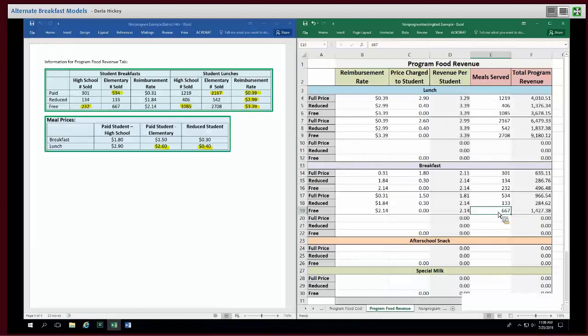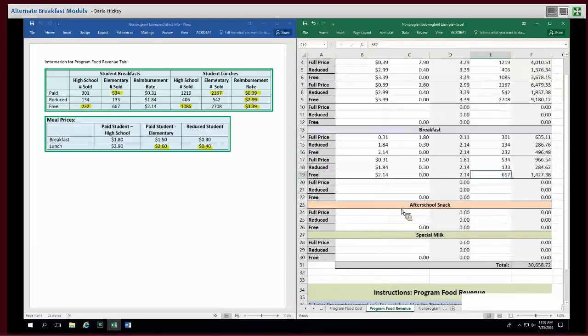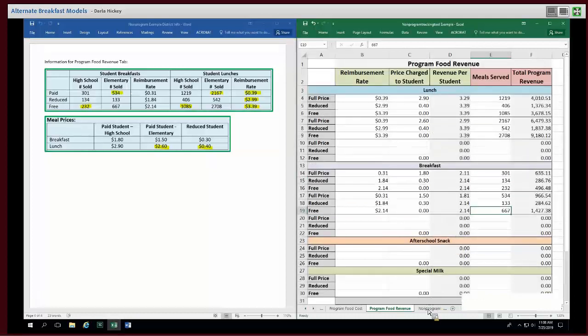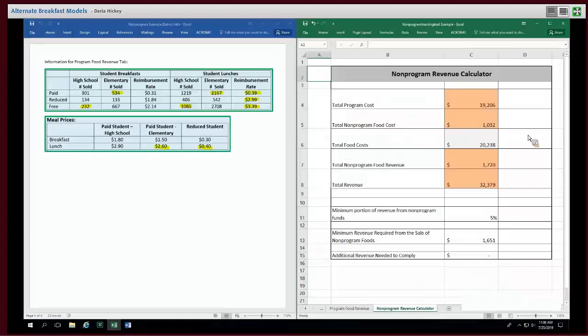So that's the last tab we need to complete. We don't have after-school snack at this district, and we don't have special milk at this district. So we are done. We'll go to the last tab on the tool to find our results. These numbers pulled in from all the tabs that we completed, and the last line here, additional revenue needed to comply, is what I'm looking for to see what my results are. I have no number in here, so that means I'm in compliance.